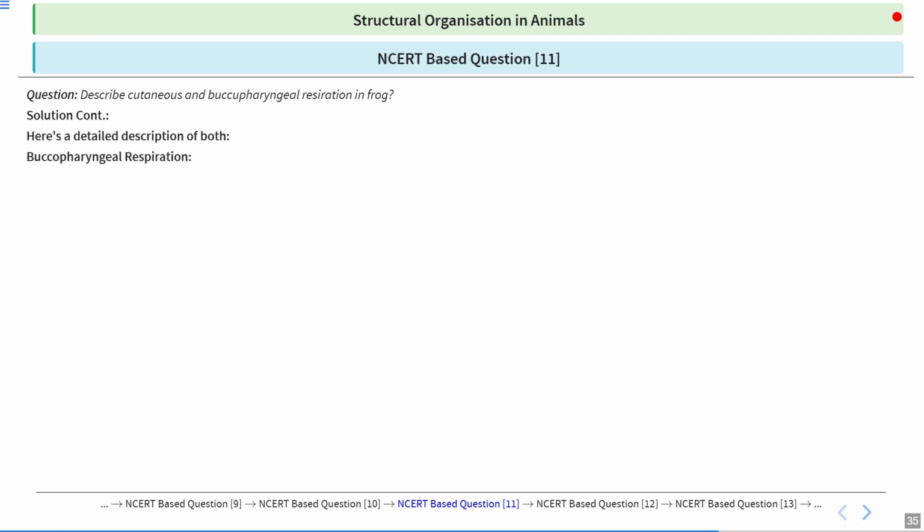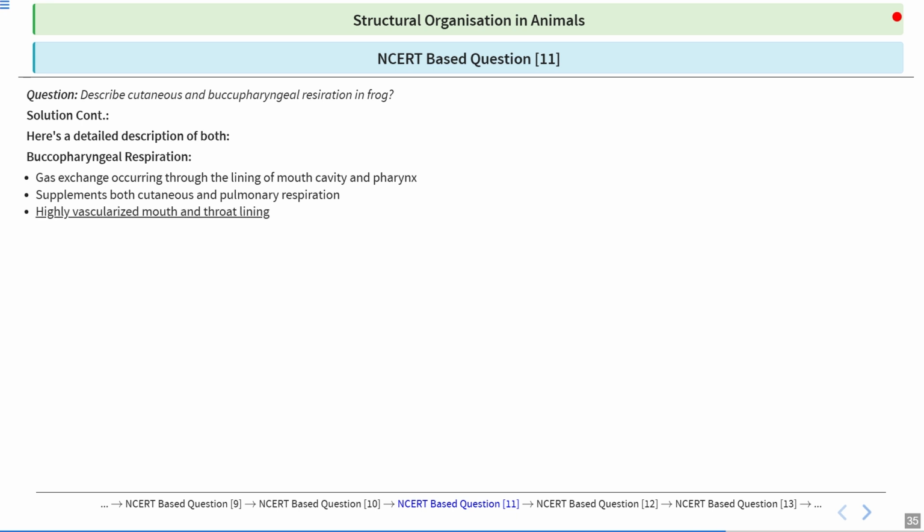Another type is buccopharyngeal respiration. The gas exchange occurs through the lining of the mouth cavity and the pharynx. When the frog opens its mouth, what do you see? Buccal cavity. And this buccal cavity leads to the pharynx. They have a very thin lining of skin inside. The lining of this is very, very thin, and from there also gaseous exchange takes place. It supplements both the cutaneous as well as the pulmonary respiration.